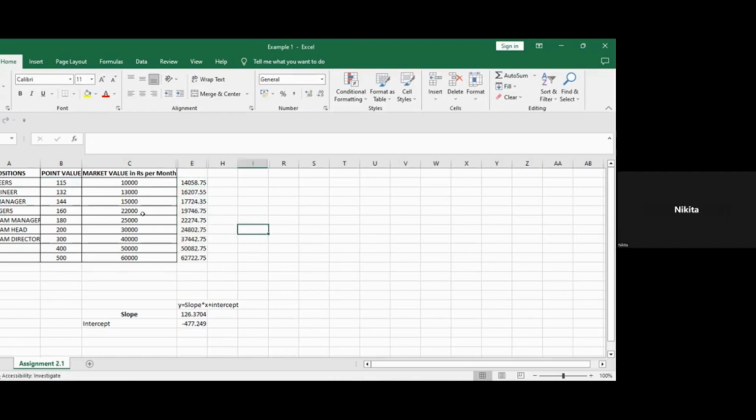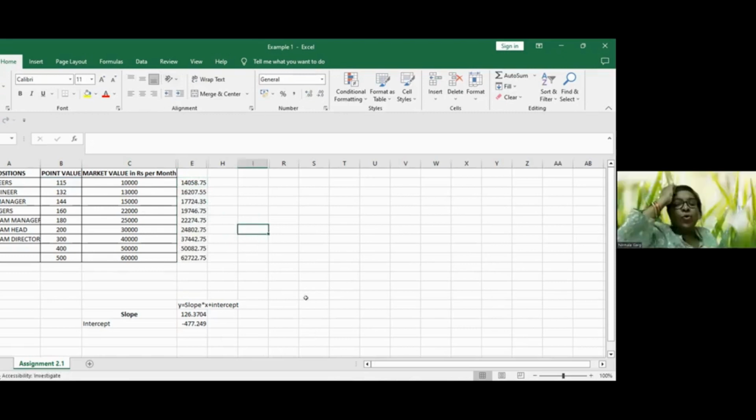Got it? So these are the salaries you are going to pay, okay? Considering that the market value is this. So what has happened? It has predicted by doing regression, it has predicted these salaries. Now let me just ask you to do the scatter graph, what you did, so that you can see how you can do all that.